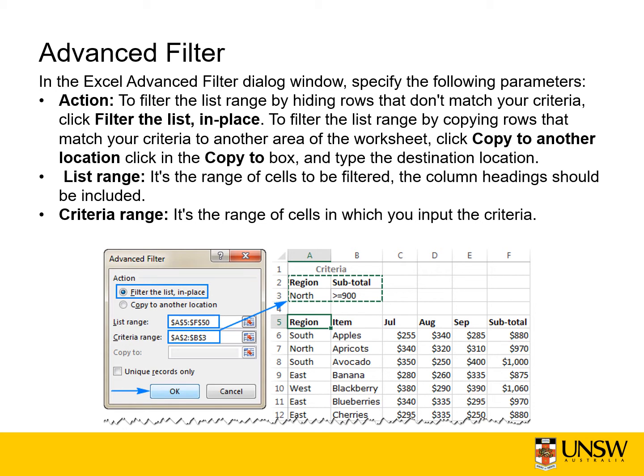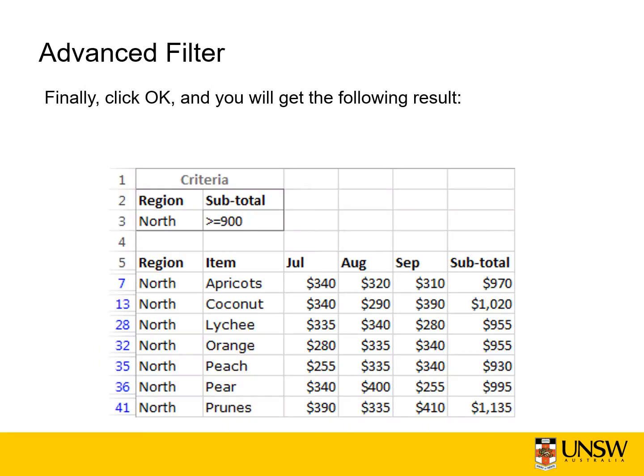List range specifies the range of cells to be filtered. Don't forget to include the column headings as well. Finally, the criteria range is the range of cells that you use to define your criteria. By clicking OK, your filtered rows will be displayed.